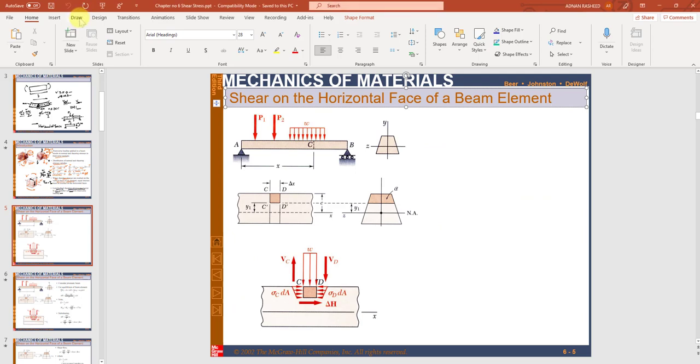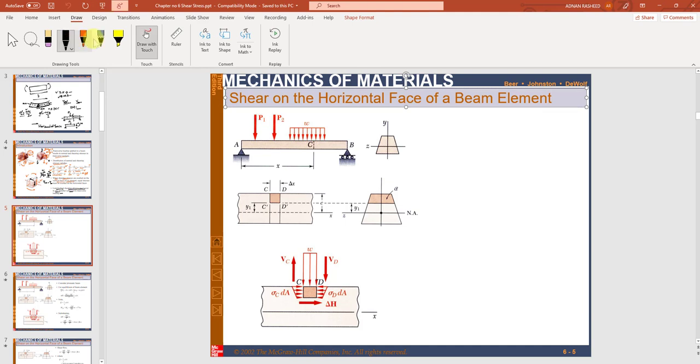The next topic is shear on horizontal face of the beam. So you can see this is a simply supported beam, and that is acted upon by load. P1 is concentrated load, P2 is also concentrated, and W is uniformly distributed load. The cross section of the beam is shown here. This is, you can say, the side view of the beam.